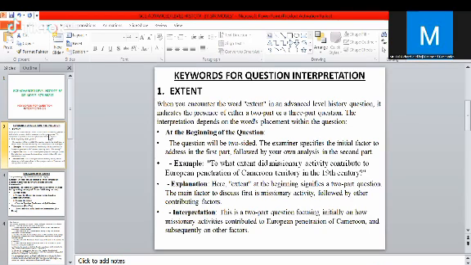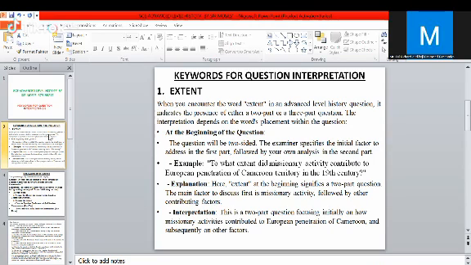Now, when you encounter the word "extent" in an Advanced Level History question, it indicates the presence of either a two-part or three-part question. The interpretation depends on the word's placement within the question. Let's start with the first part: at the beginning of the question.